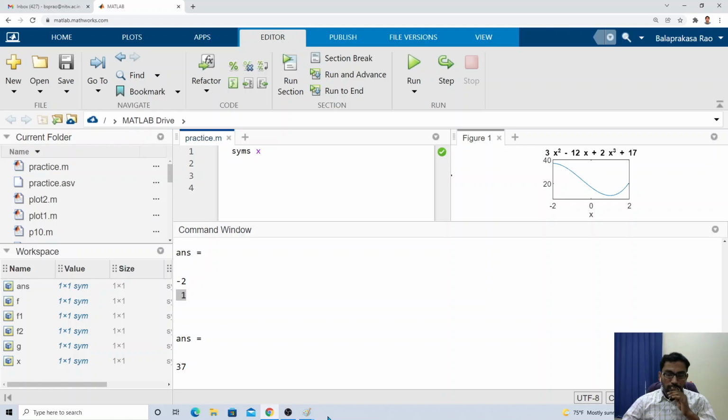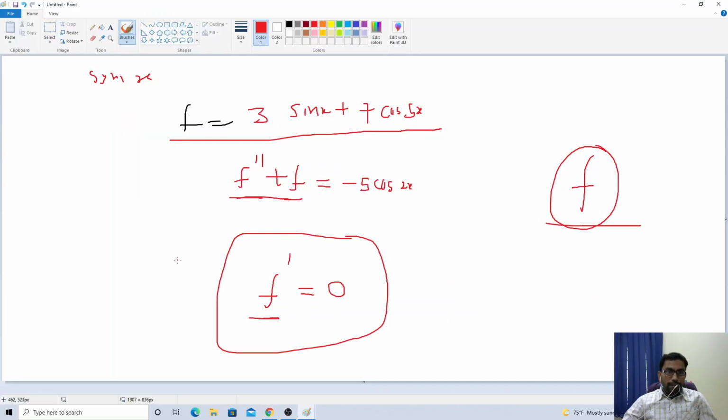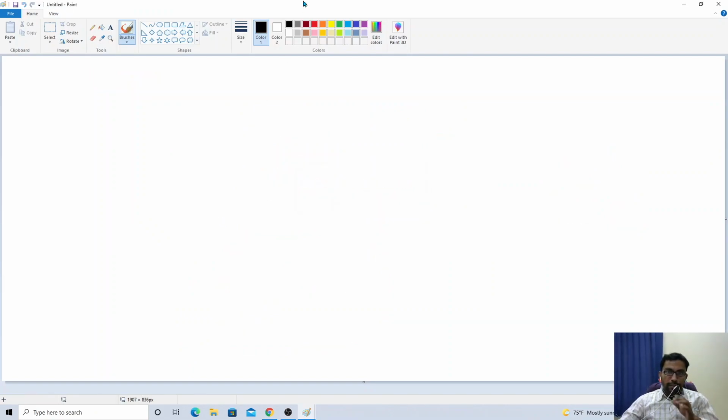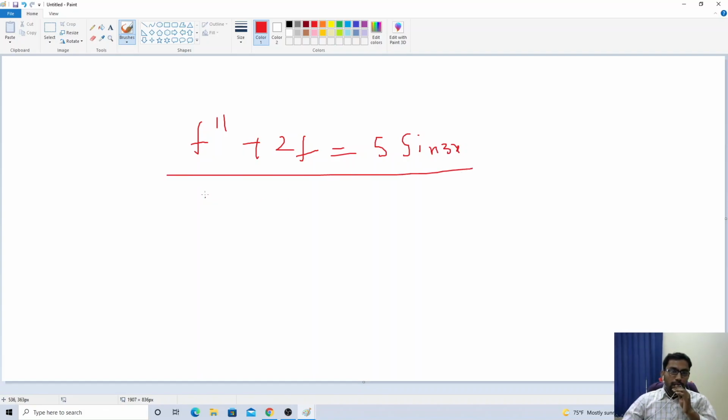Now let us say you want to give a differential equation. Let us say the differential equation is f dash of x equals minus 2f plus cos t. Or let us say we have a differential equation f double dash plus 2f equals 5 sine 3x. This is the differential equation you want to solve. If you want to give this as input to the system, we have to follow some syntax in MATLAB.